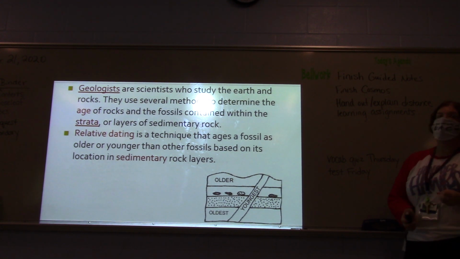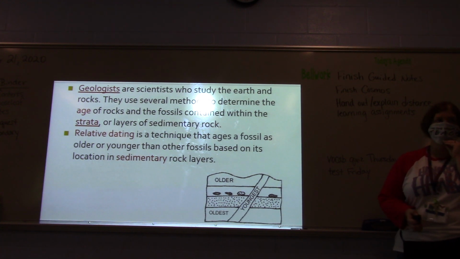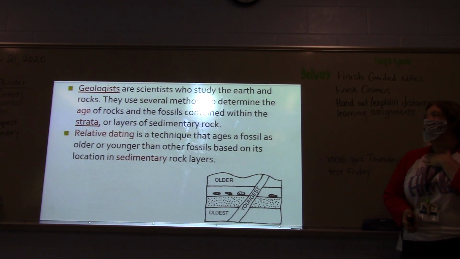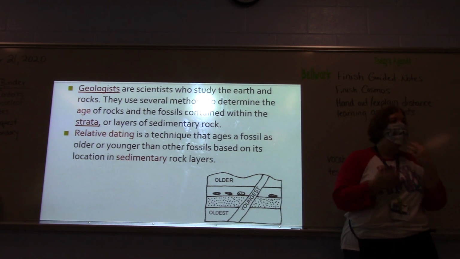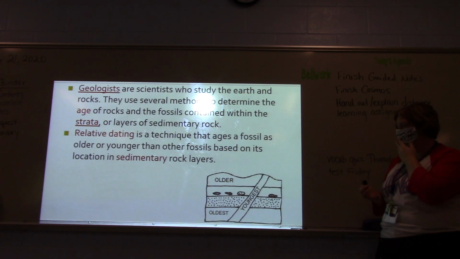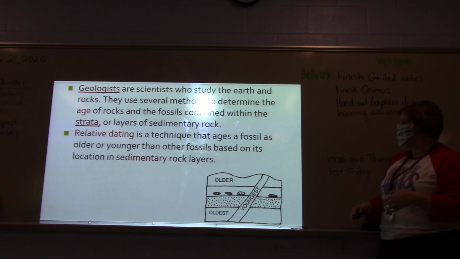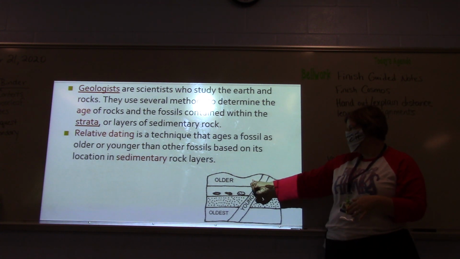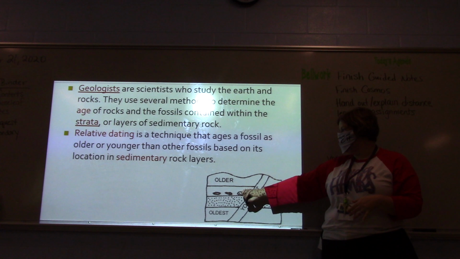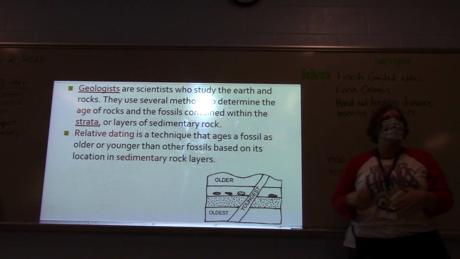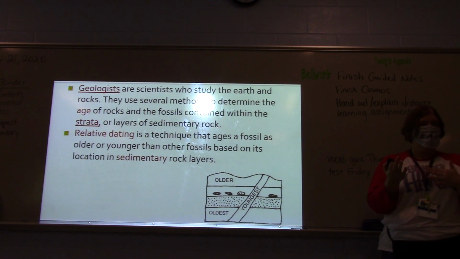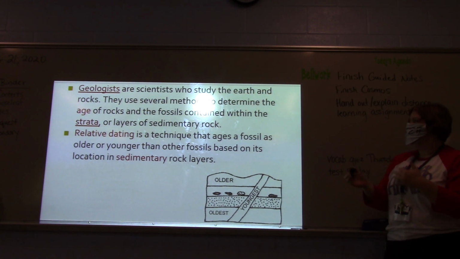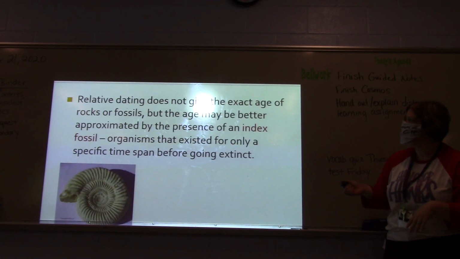Relative dating sounds like something that would happen in Mississippi, but relative dating means how old is something in relation to other things. If something is in this layer, it has to be younger than if it's in this layer or this layer. So you're not trying to get an exact age with relative dating. You're just saying it's older or younger based on the layers.